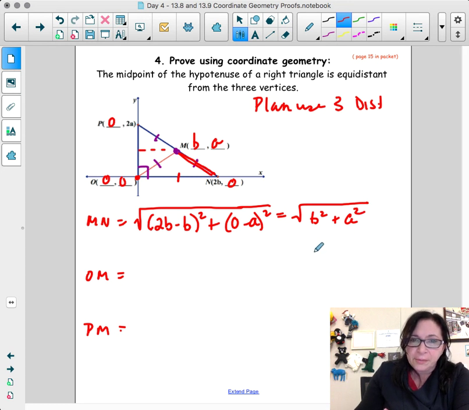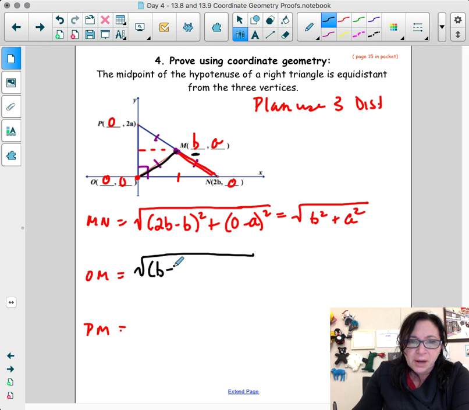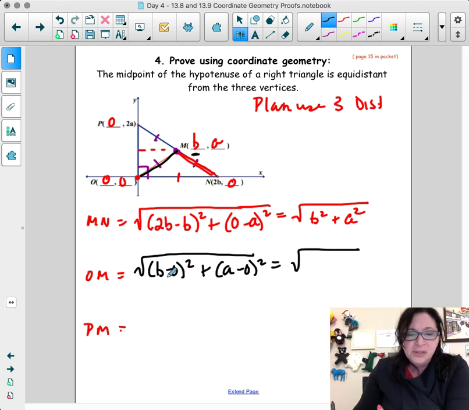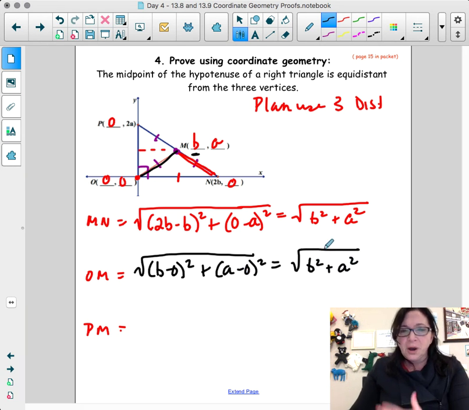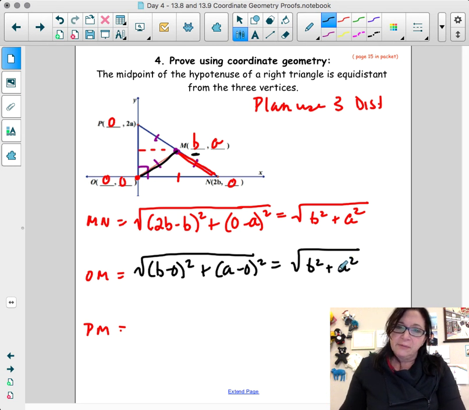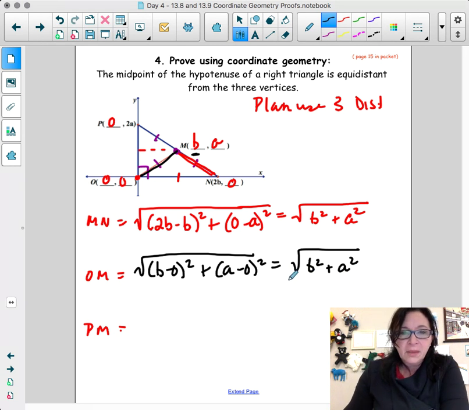So I'm going to hold that thought for a minute, and now I'm going to find OM. Where's OM? Here's OM. So again, I'm going to subtract my x's, b minus 0, quantity squared, plus a minus 0, quantity squared. And so b minus 0 is b, squared is b squared. a minus 0 is a, squared is a squared. Do not even think about taking these out of here. That's it. This is simplified. You cannot take any values out of there. So far, so good. So far, we have 2 congruent sides.